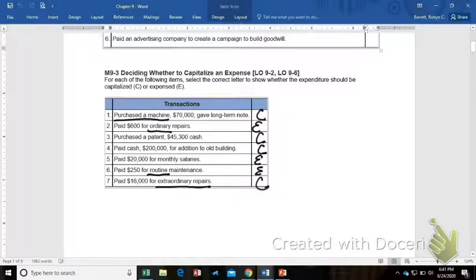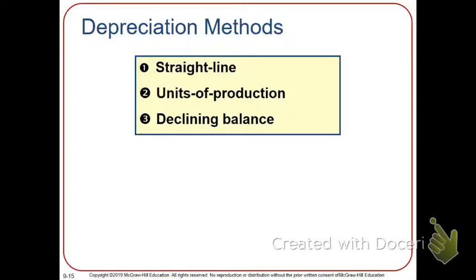All right, let's go back to the PowerPoint. And I just lost you guys. The methods that we are going to use are straight line, double declining, and units of production. So the first thing I'm going to show you is what the formulas are for each one of them, and then we're going to go through a small example.